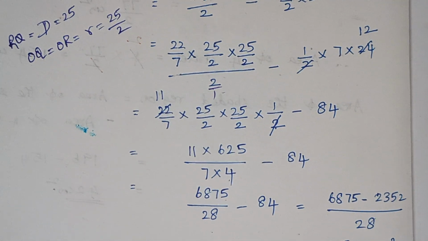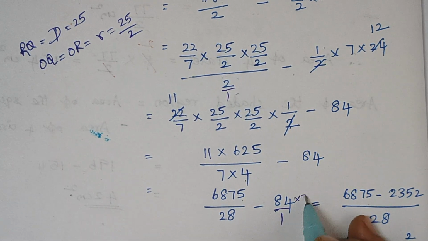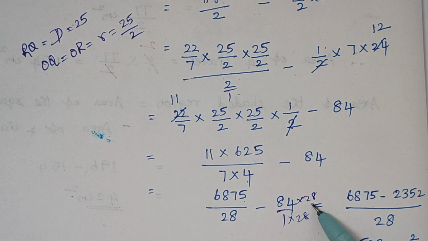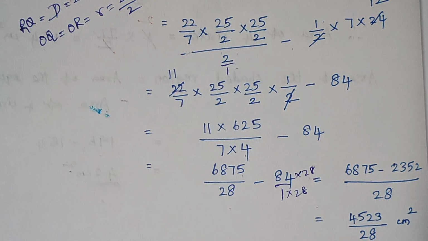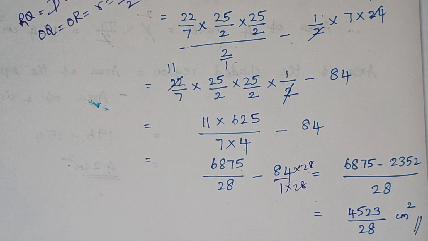Right. So how to take LCM? Here it is 1. So I am multiplying both the numerator and denominator by 28. So 84 times 28 is 2352. And when you solve, we are ending up with the answer as 4523 divided by 28 centimeter square, because here this is the area of the shadowed region. Okay, whenever you come across area, the unit should be in square.